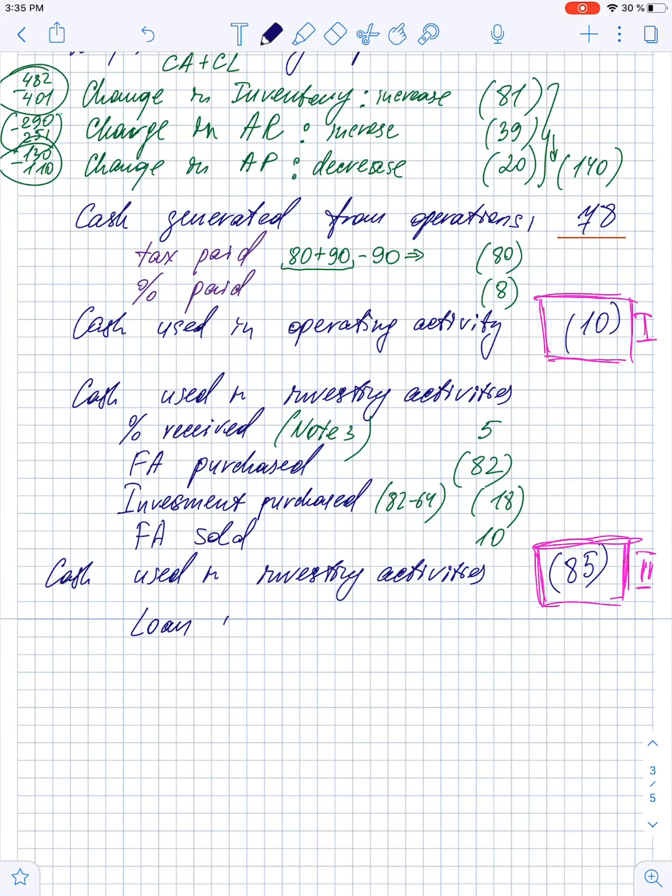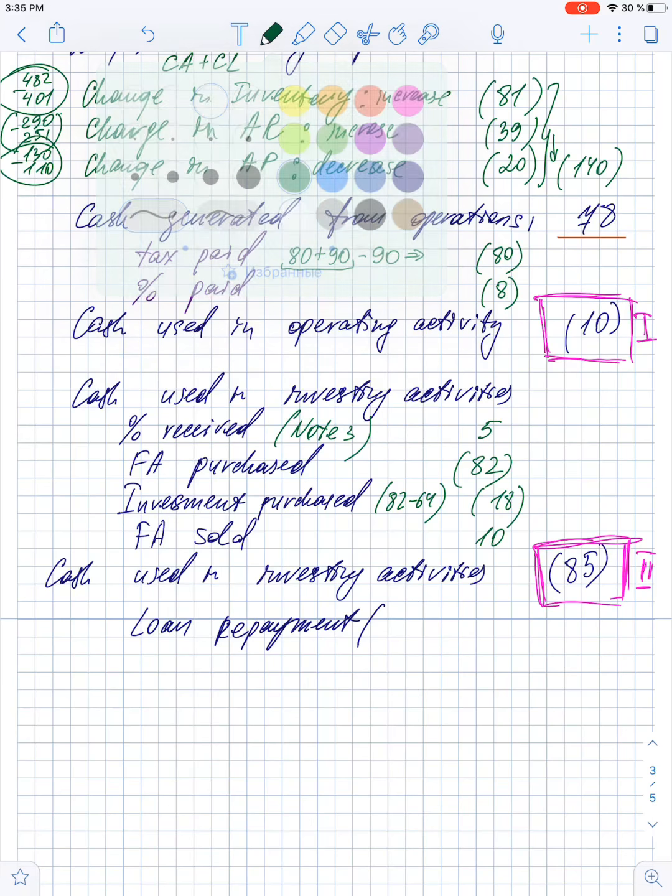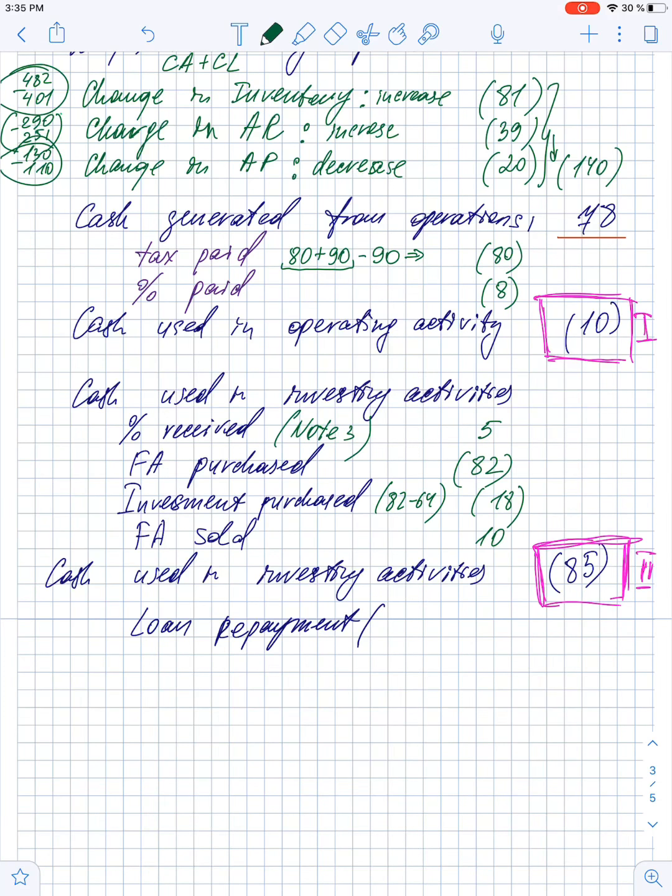So loan repayment, the calculation would be 213 less 181, and the total decrease equals 32. This is the outflow due to loan repayment.